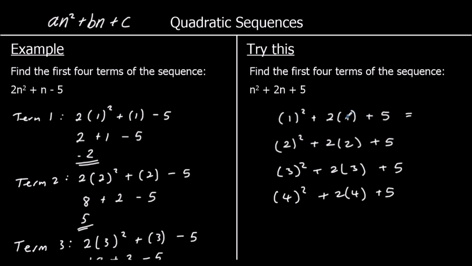So 1 plus 2 plus 5 is 8. 4 plus 4 plus 5 is 13. 9 plus 6 plus 5 is 20. And 16 plus 8 plus 5 is, 16 plus 8 is 24, plus 5, 29. So the first 4 terms are 8, 13, 20, and 29.